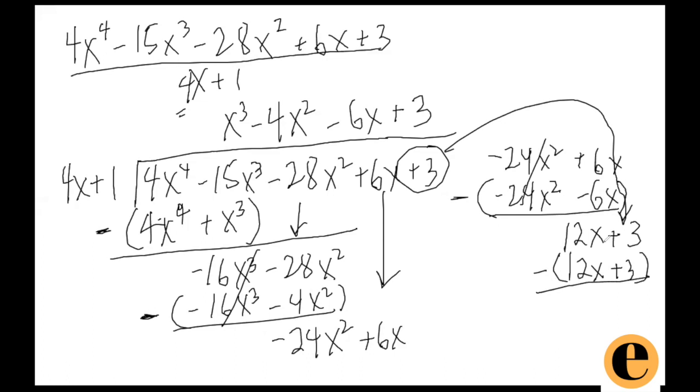Subtract natin to, equal lang sila. So, 0. Wala tayong remainder dito. Our answer here is x cubed minus 4x squared minus 6x plus 3. Naka-follow ba? Now, let's try synthetic division.